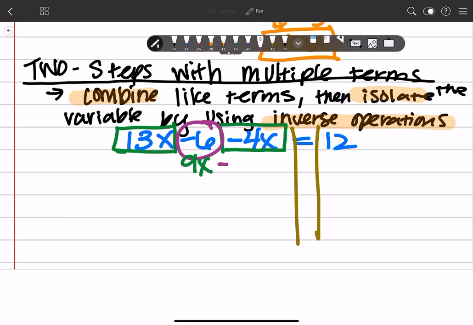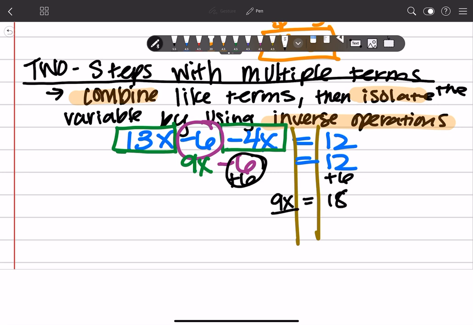Then minus 6 equals our 12. Now it's a two-step, and you guys know how to do this. This is what we've been doing. We're going to do our inverse operations of adding 6 to both sides, so that way we can zero out. You're going to get 9x equals 18.